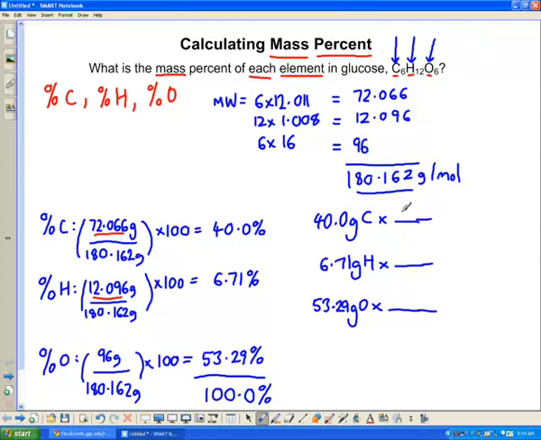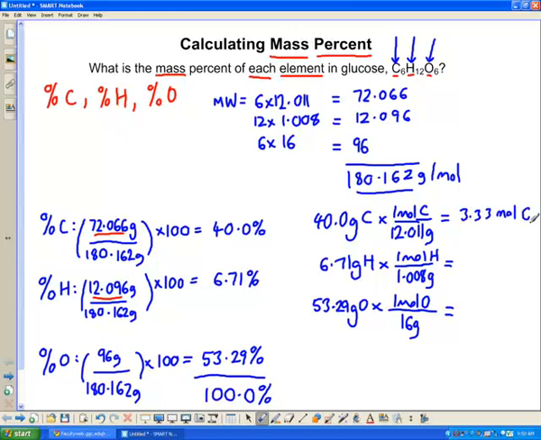We know that 1 mole of carbon weighs 12.011 grams, 1 mole of hydrogen weighs 1.008 grams, and 1 mole of oxygen weighs 16 grams. So what we're doing is starting off with percent by mass and converting that into moles. So 40 divided by 12.011, I'm just doing this on my calculator here. This is what happens when you start spouting stuff you didn't prepare for. That gives 3.33 moles of carbon.